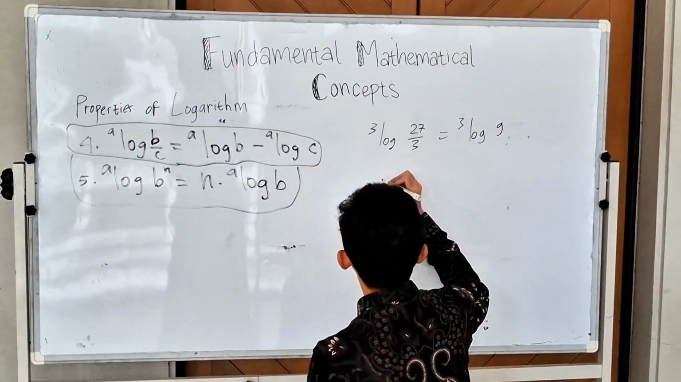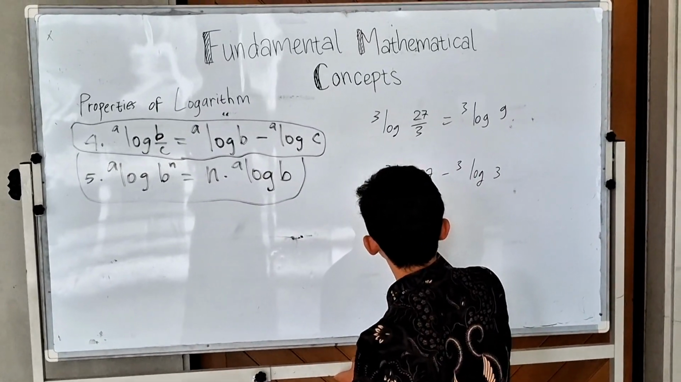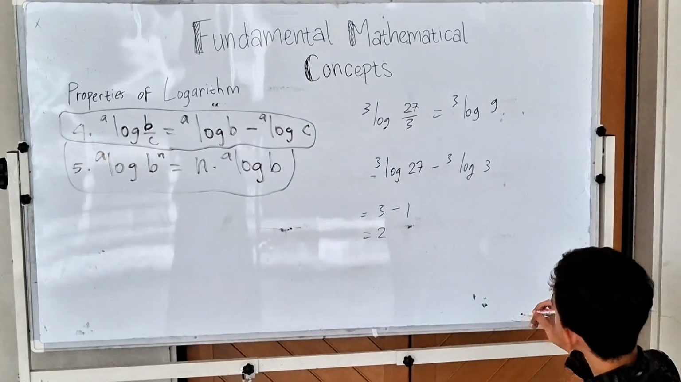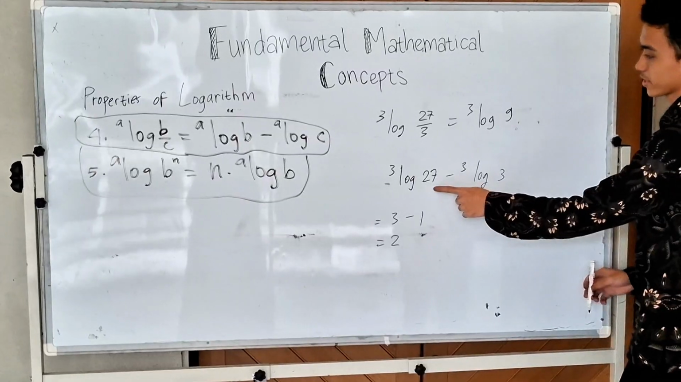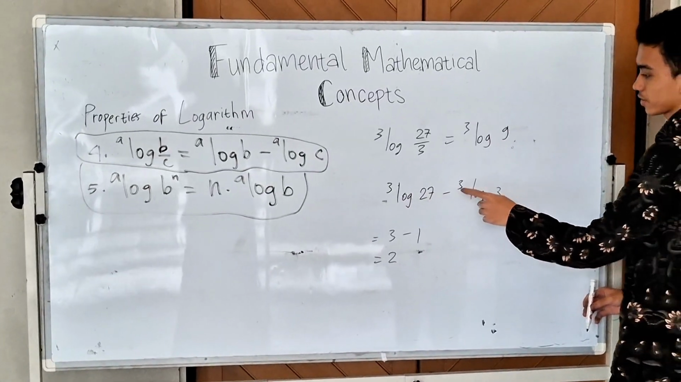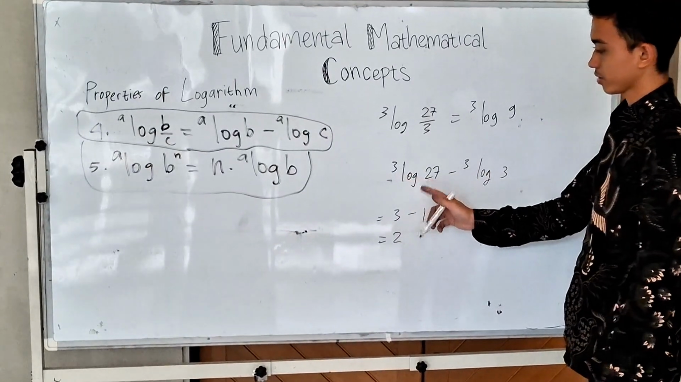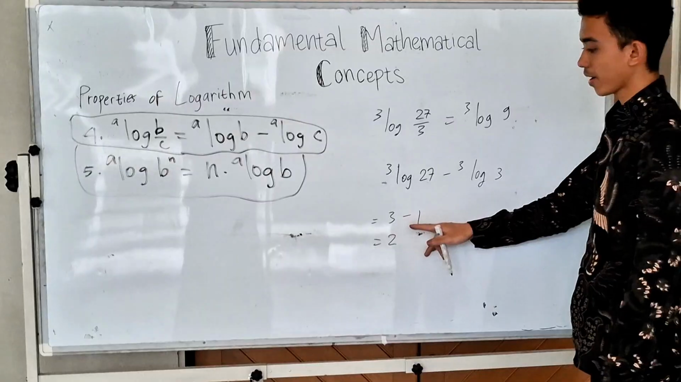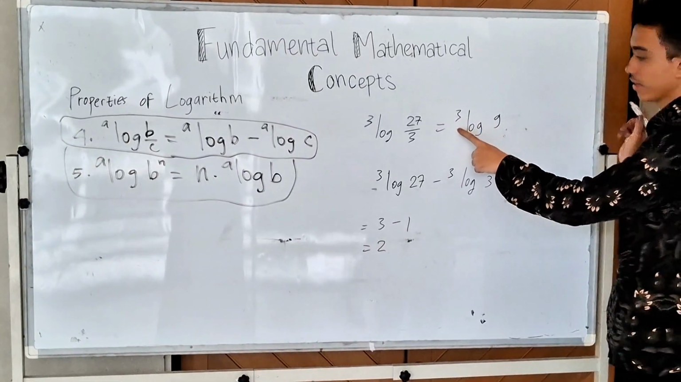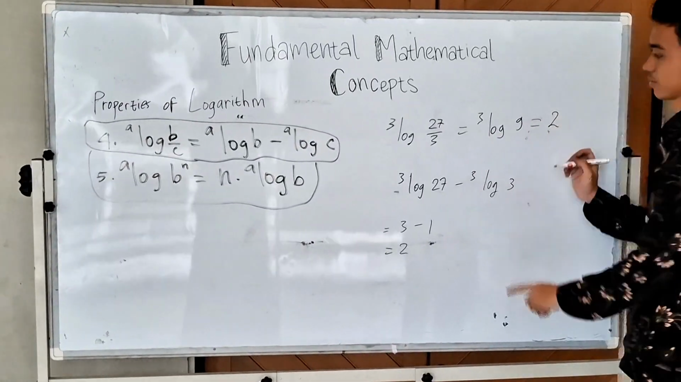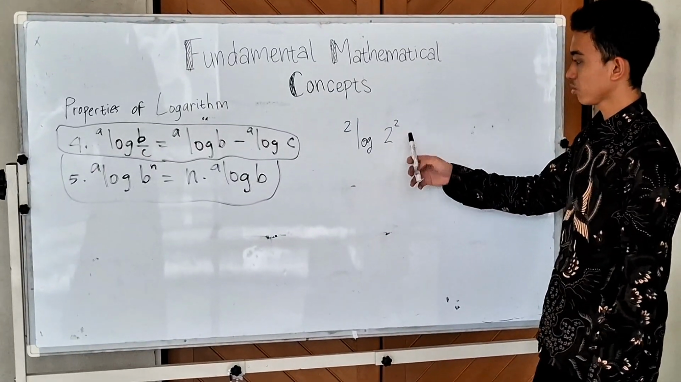So the result is log base 27 of 3 minus log base 3 of 3, equals 3 minus 1, which is 2. Now we prove it. Log base 9 of 3 equals 1/2. Next, for the second example, we have log base 2 to the power 2 of 2.